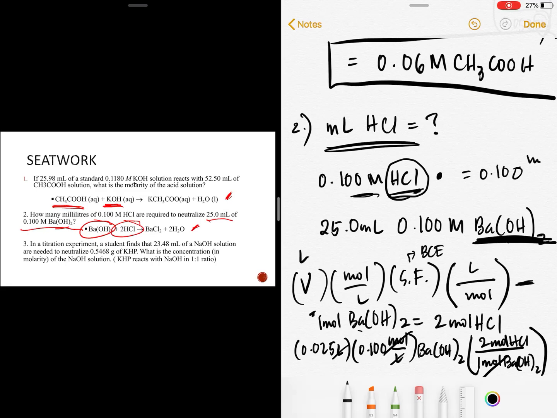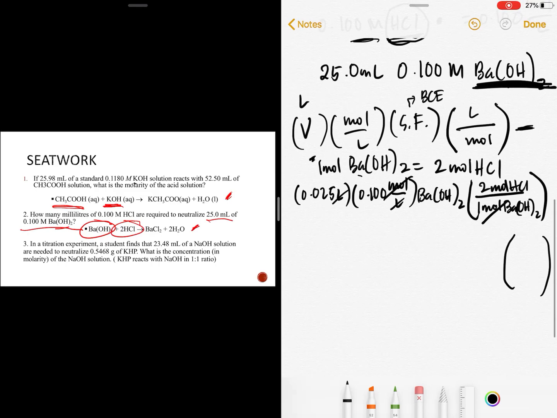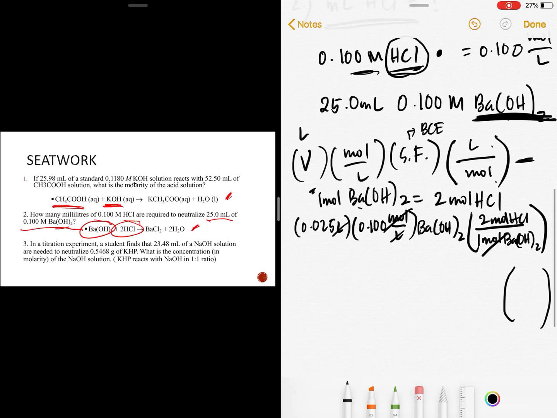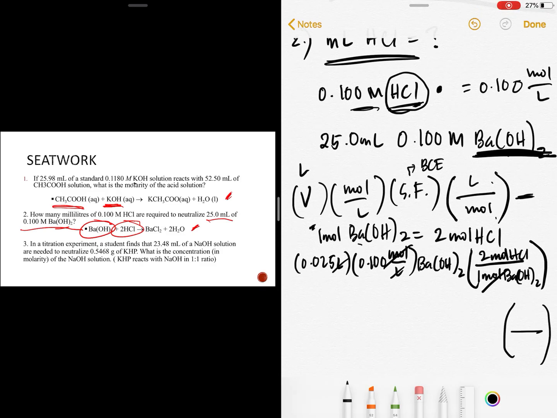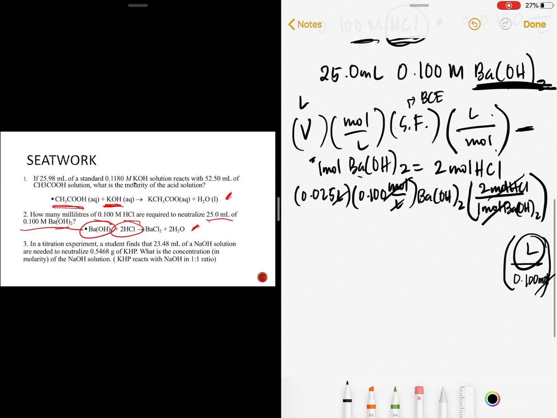Parehas lang naman yan dito sa 0.1 mole per liter, tama? Kaya yung last format is liter per mole kasi i-invert lang natin siya. So, yung 0.1 mole per liter, gawin natin siyang 0.1 mole sa taas, liter sa baba, para lumabas yung unit for the volume. Magka-cancel si mole, may iwan si liter. So, nakuha mo yung volume.